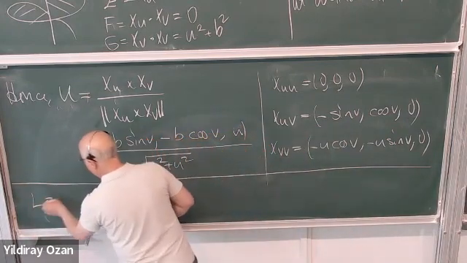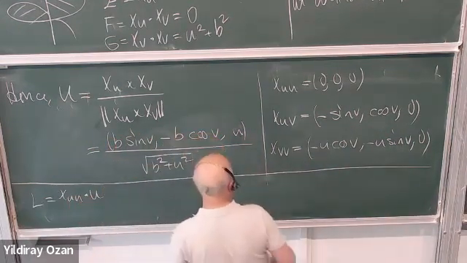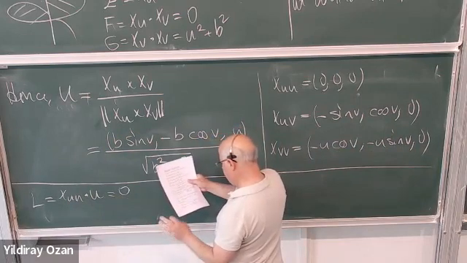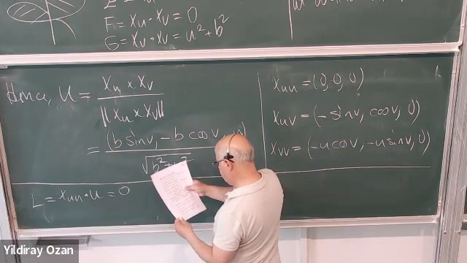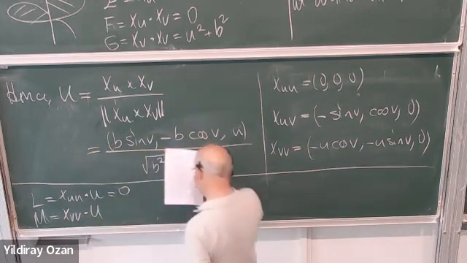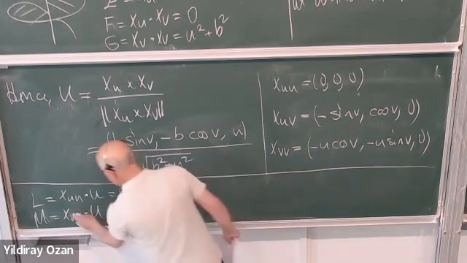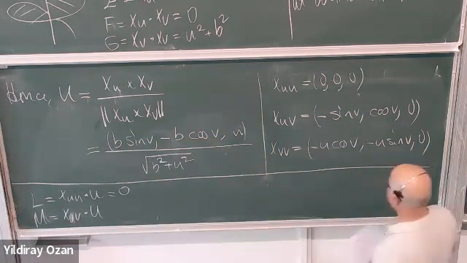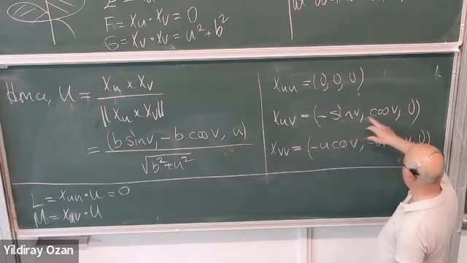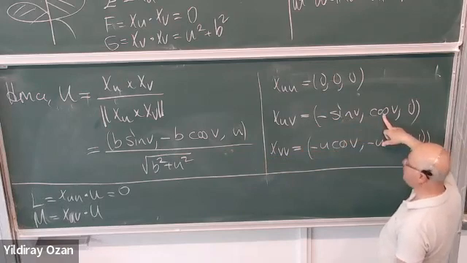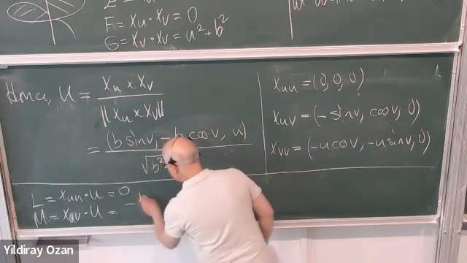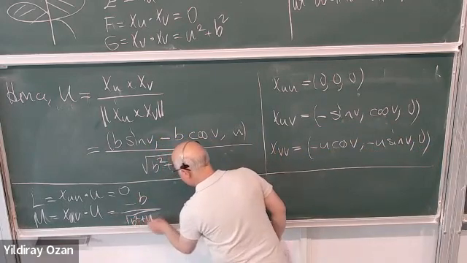Okay, what is, for example, L? L was x sub UU dot product with U. X sub UU is this, U is this. This dot product is clearly 0. All right. M is x sub UV dot product with U. X sub UV is this, dot product with U. So minus sine squared minus cosine squared. So it will be just minus B divided by this expression. So it is minus B divided by the square root of B squared plus U squared.